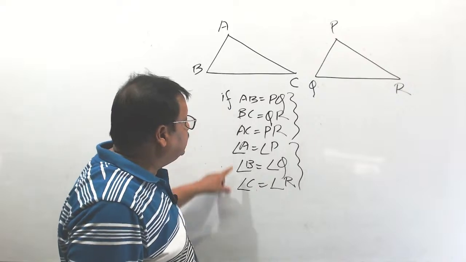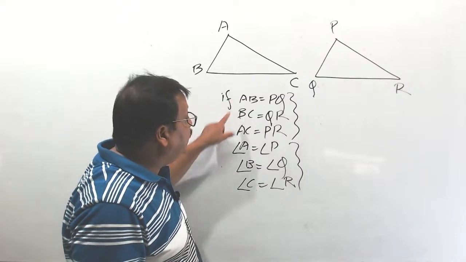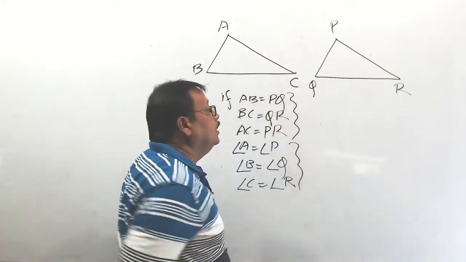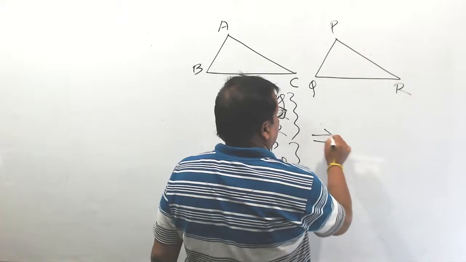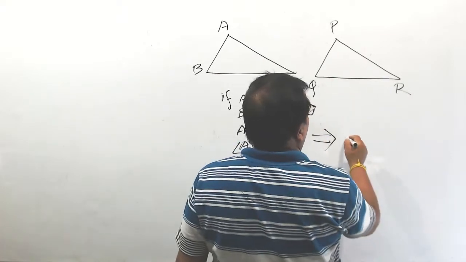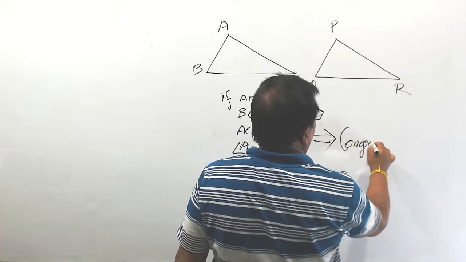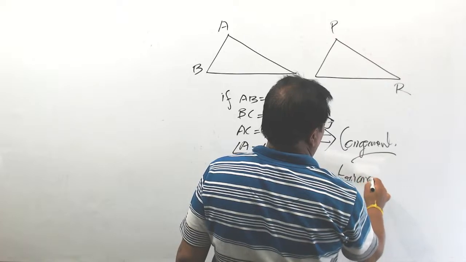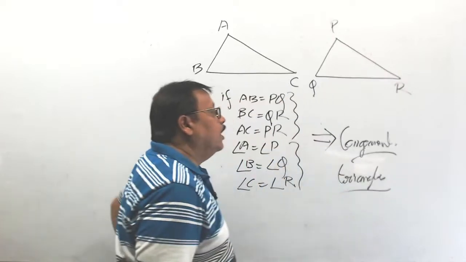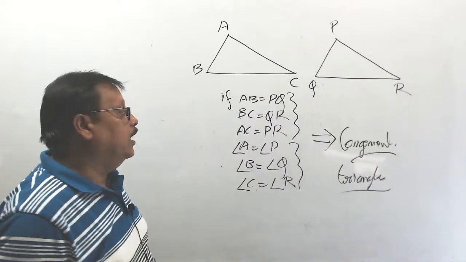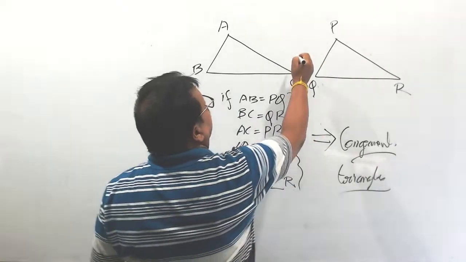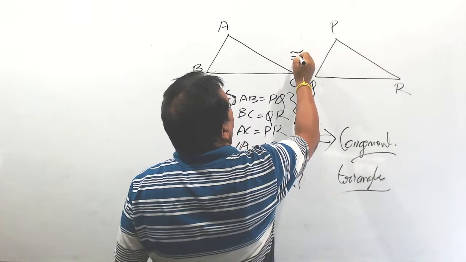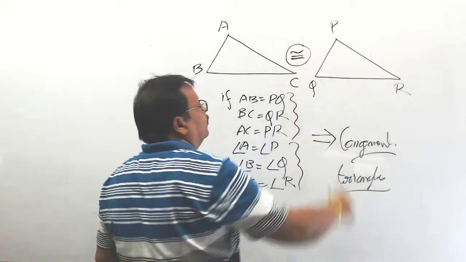How many elements are here? Six elements. That means if the corresponding six elements are equal for these two triangles, then these two triangles will be called congruent triangles. And the symbol for congruency is an equals sign with a tilde on top. This is the symbol of congruency. Okay.